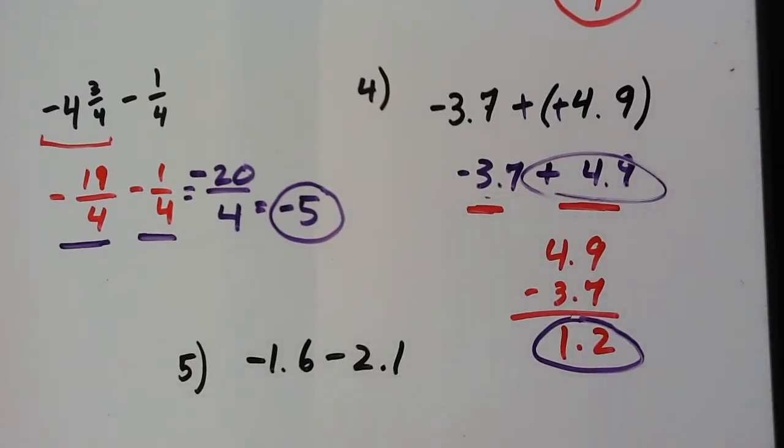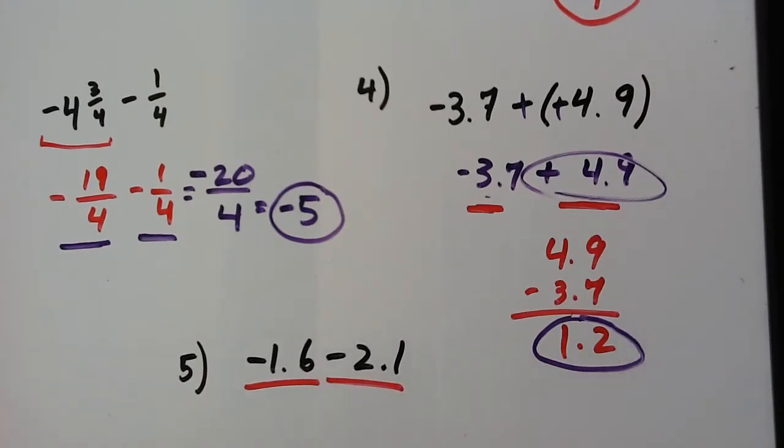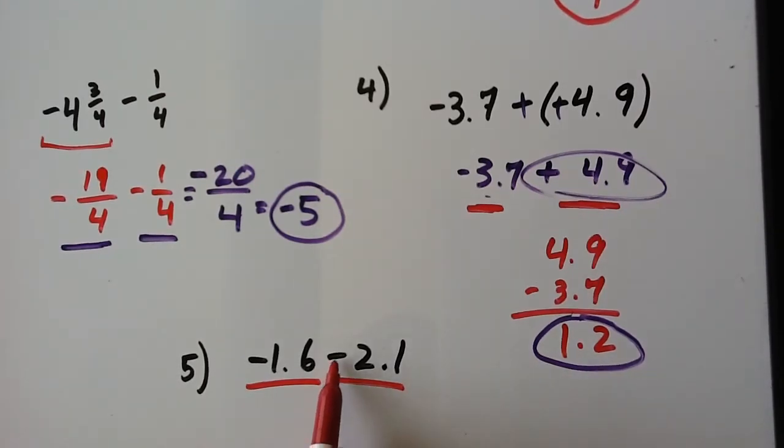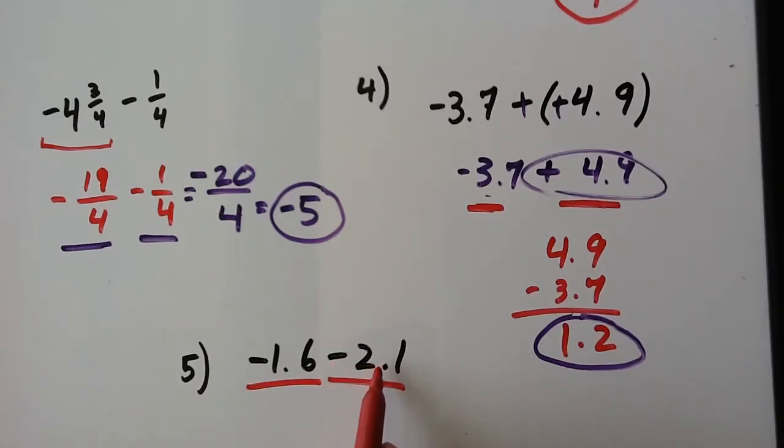Number 5, last one here. I have decimals. I'm looking for, do they have the same sign or different sign? Well, this number is negative. It's -1.6. What about this number? Is it positive or negative? You should say negative, right? That's what the minus sign means. That sign right there goes with this number. And so both of these numbers are negative.